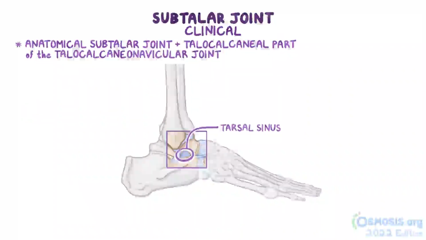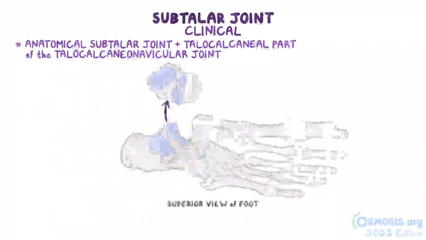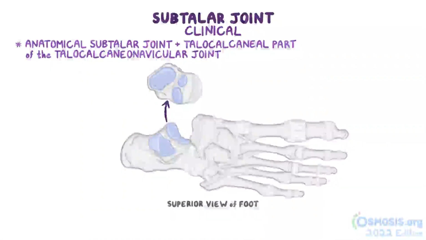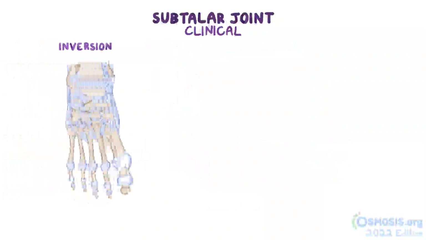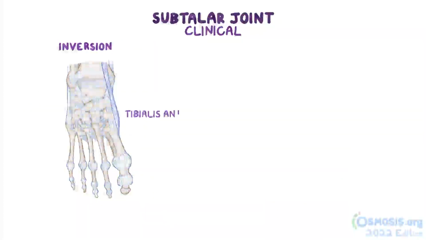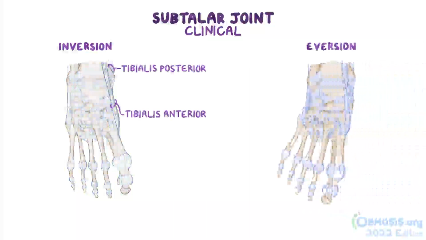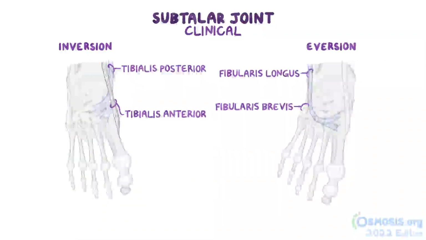The clinical subtalar joint is used instead of the anatomical subtalar joint description alone to describe the functionality of this joint, because both the subtalar joint and the talocalcaneal part of the talocalcaneo-navicular joint act together, forming a single functional unit. The subtalar joint undergoes inversion, primarily thanks to the tibialis anterior and tibialis posterior muscles, as well as eversion primarily carried out by the fibularis brevis and the fibularis longus.